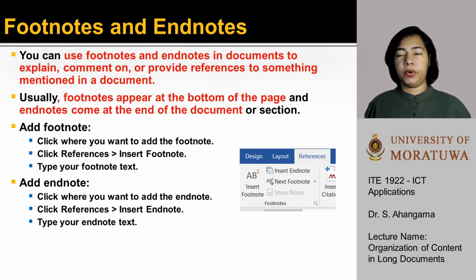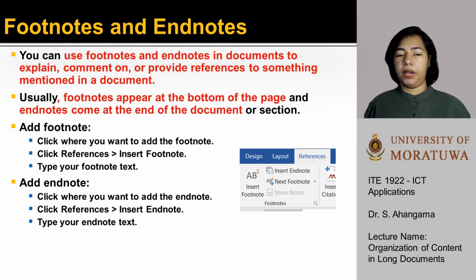So how to add footnotes? First, click where you want to add the footnote. Then click references, then insert footnote, and you can type your footnote text. Then how to add endnote? First, click where you want to add the endnote. Then go to references, then select insert endnote. Again, you can type your endnote text.